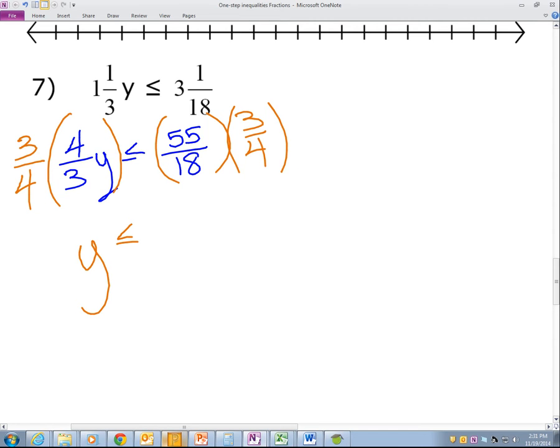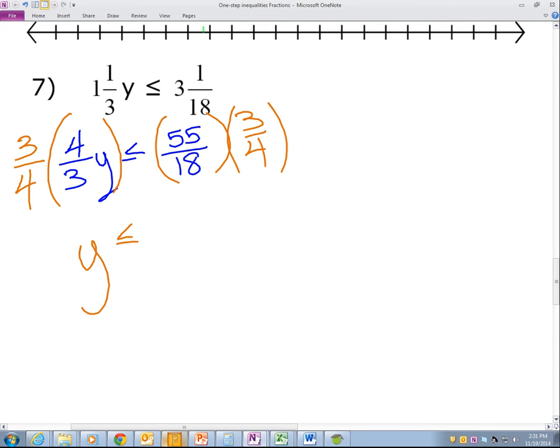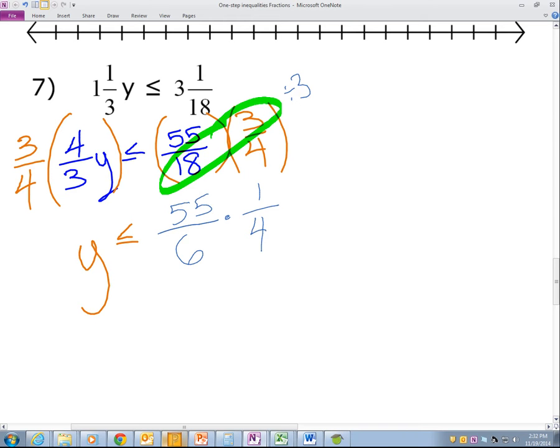I can reduce here. What can I reduce? Okay, I heard somebody say it. Yeah, what you got? 3 and 18. I can reduce those two so I don't have to do it later. I'm going to divide both of those by 3. So now I have 55 over 6 times 1/4. Isn't that much easier than doing 18 times 4 and 55 times 3?